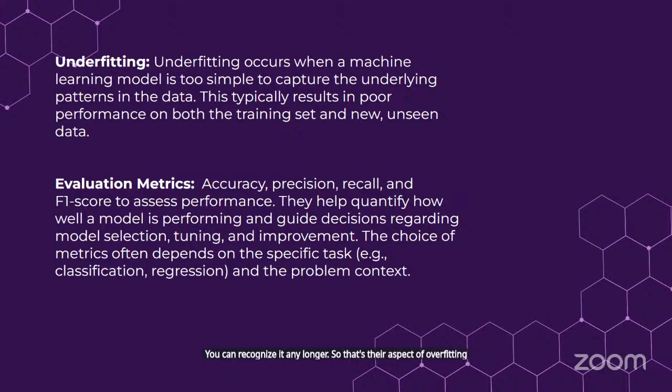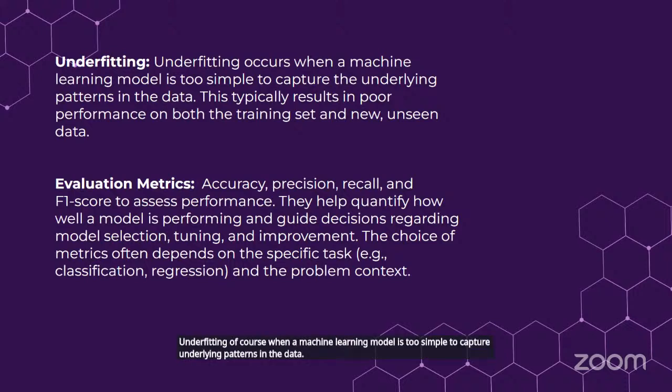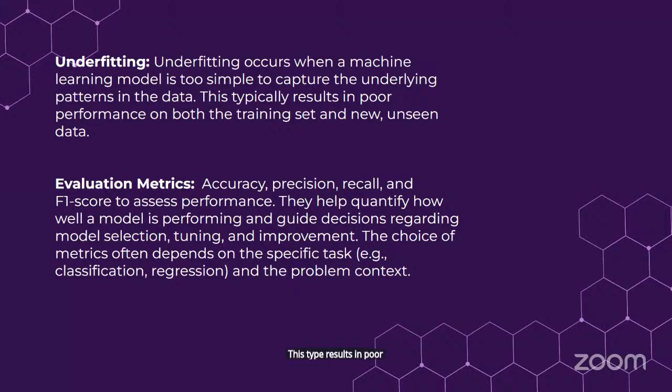Underfitting occurs when a machine learning model is too simple to capture the underlying patterns in the data. This results in poor performance on both the training set and new, unseen data. Now, evaluation metrics.